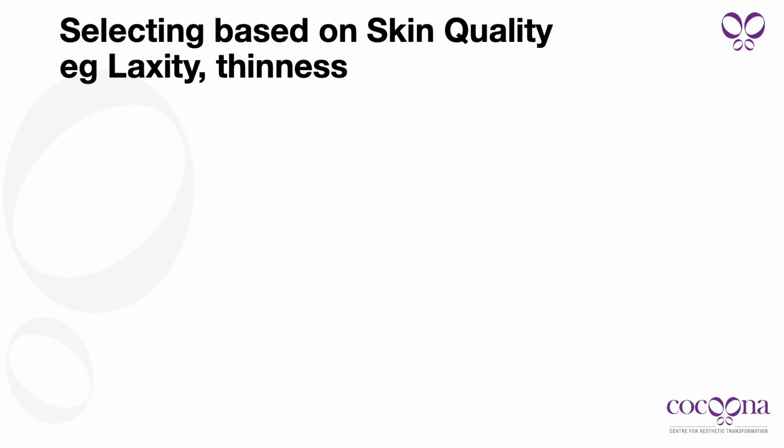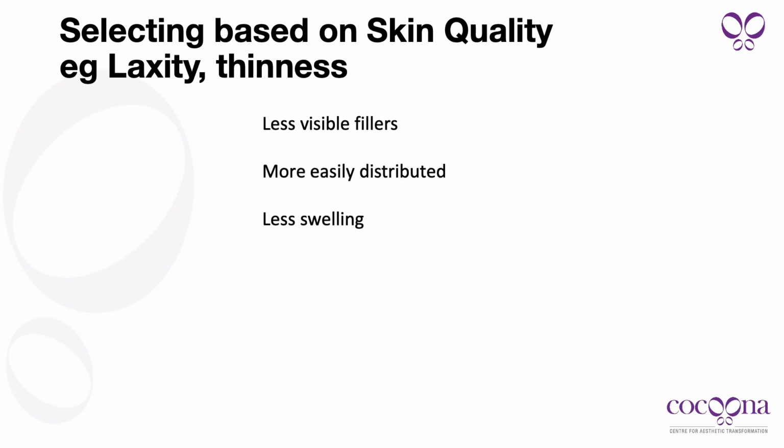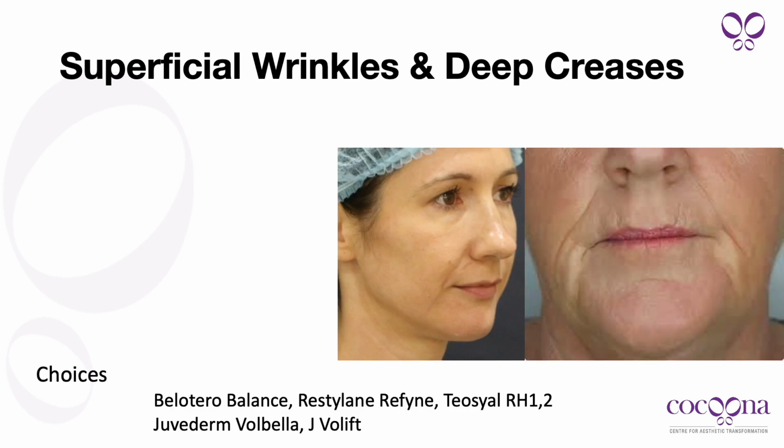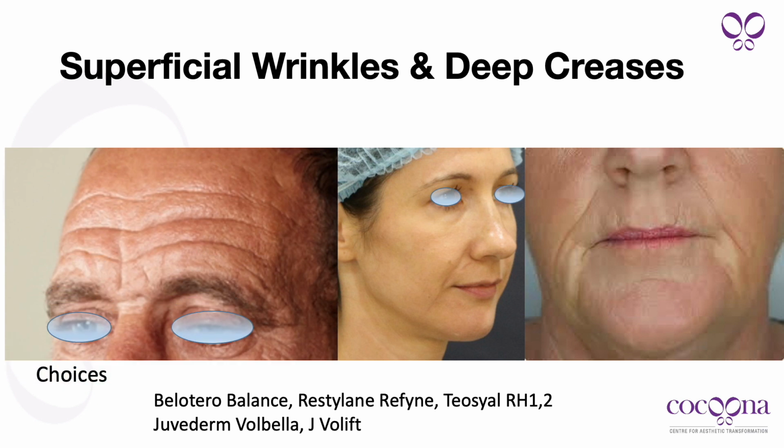There are different bases on which you can select the fillers. You can base it on skin quality. If the skin is lax and thin, you want fillers which are less visible, which can be easily distributed, and have less swelling, and hence you use low G elastic products. For example, in such patients with thin skin, you can use them in the nasolabial area, labiomental area, perioral areas. So the choice would be all the low G prime fillers. Even for deep wrinkles where you have to inject just intradermal or subdermal, you can use these fillers.